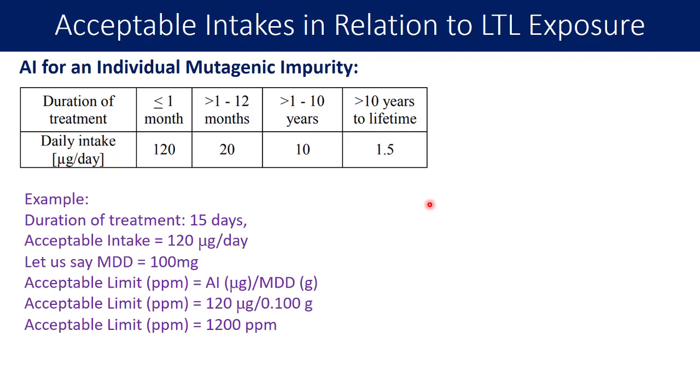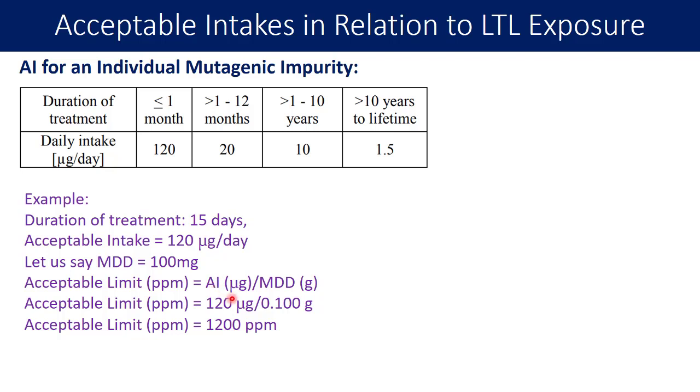And here is an example for understanding how this limit can be calculated. So let us assume that the duration of the treatment is 15 days. According to this table, you can easily understand that the daily intake for the mutagenic impurity is going to be 120 micrograms per day. Let us assume that the maximum daily dose of your drug product is 100 mg. So the acceptable limit in terms of ppm can be calculated with the formula: acceptable intake in micrograms divided by maximum daily dose in grams.